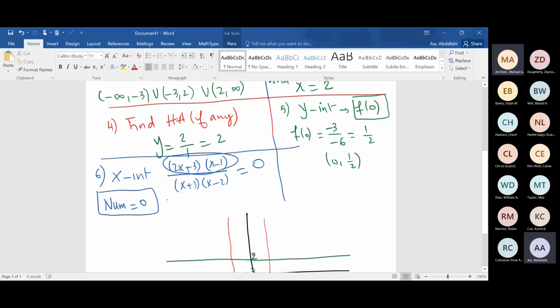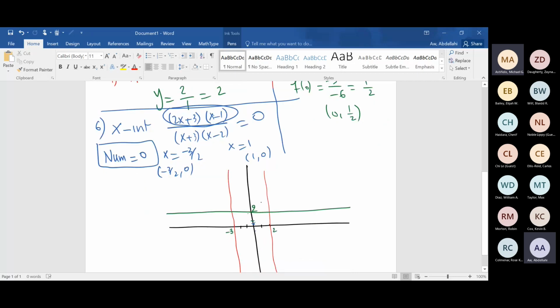So we get x equal -3/2 and x equal 1. These are the two x-intercepts, (-3/2, 0) and (1, 0). So the x-intercepts are (1, 0) and (-3/2, 0), which is here.